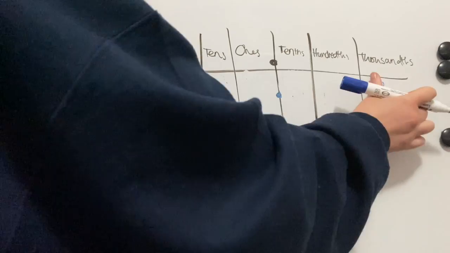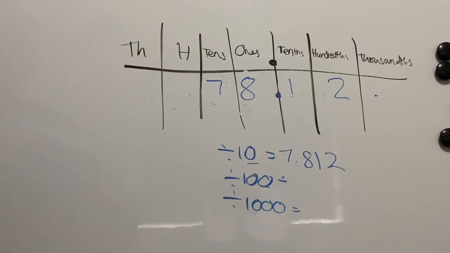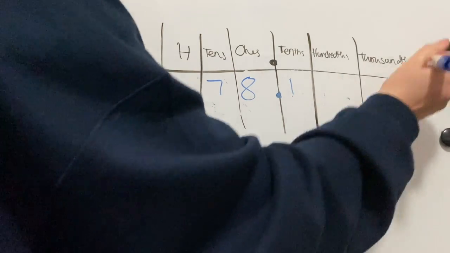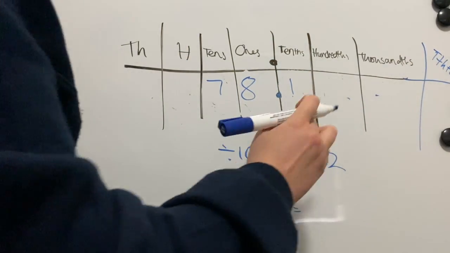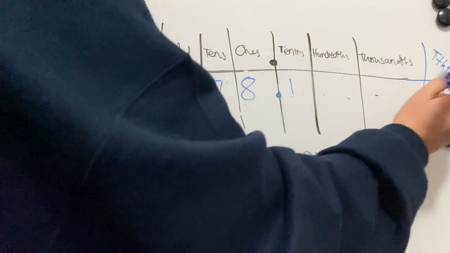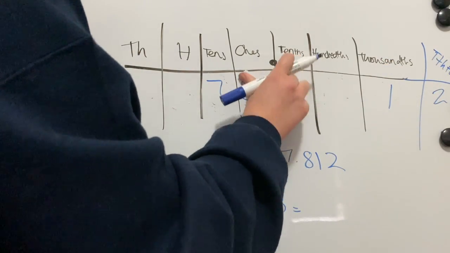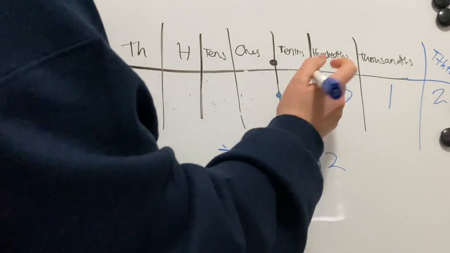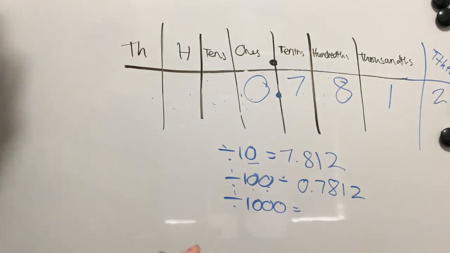If I take my original number, which was 78.12, and divide it by 100, this time I'm moving each digit 2 place value columns to the right. So, I need a tens of thousands column, tens of thousandths. So 2 hundredths becomes 2 tens of thousandths, 1 tenth becomes 1 thousandth, 8 ones becomes 8 hundredths, and 7 tens becomes 7 tenths. My number is 0.7812.